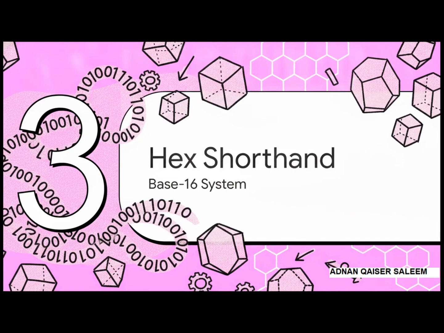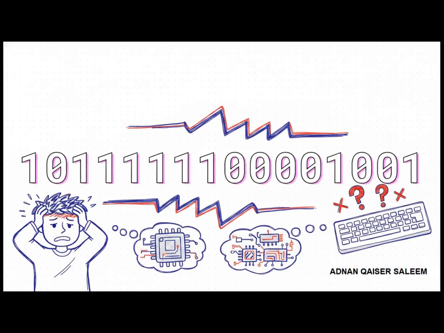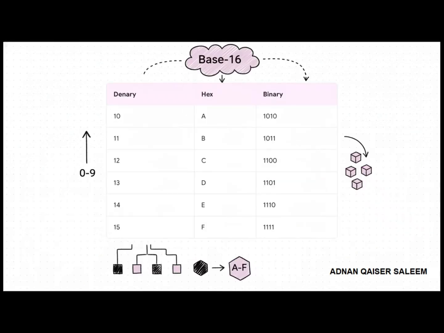All right, Section 3, the hexadecimal shorthand. Okay, just imagine having to read a massive 16-bit binary number like this every single day. Or trying to type it out without making a single typo. It is a total nightmare for programmers. And that is exactly why the hexadecimal base 16 system was created as a shorthand. It's not actually for the computer, it's 100% for us. So how does it actually achieve this compression?